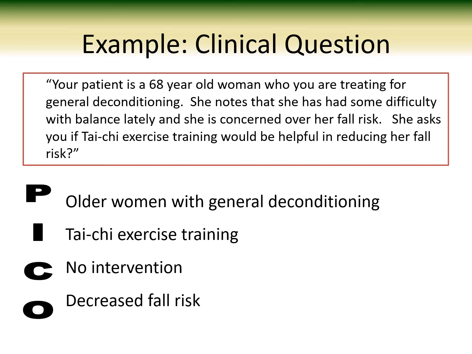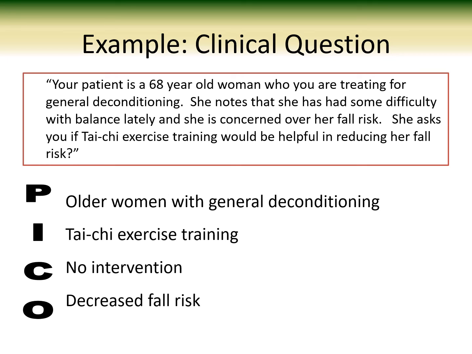So before we talk about the search strategies that you may potentially use to answer our clinical question, let's just talk about the PICO format. So for this particular question, the P would relate to older women with general deconditioning. The I would relate to Tai Chi exercise training. There really is no comparison intervention at this point, so we wouldn't really need to include that.